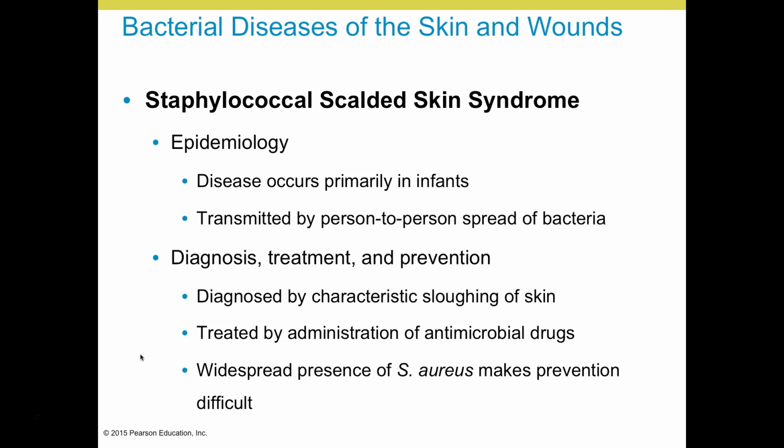It occurs mostly in infants because their immune system is not as highly developed, and their skin tissue is not as strong as that of adults. It is transmitted person to person. It's easy to diagnose, as you saw in the picture of the skin. You can treat with topical drugs, and prevention is difficult because Staph aureus is on the skin.